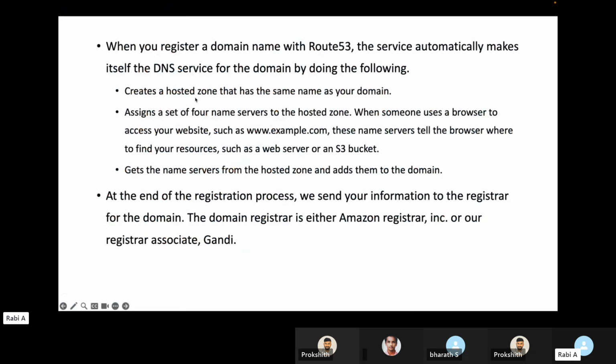It creates a hosted zone that has the same name as the domain, and assigns a set of 4 name servers to the hosted zone. When someone uses a browser to access your website, such as www.example.com, these name servers tell the browser where to find your resources, such as a web server or an S3 bucket, and it gets the name servers from the hosted zone and adds them to the domain.